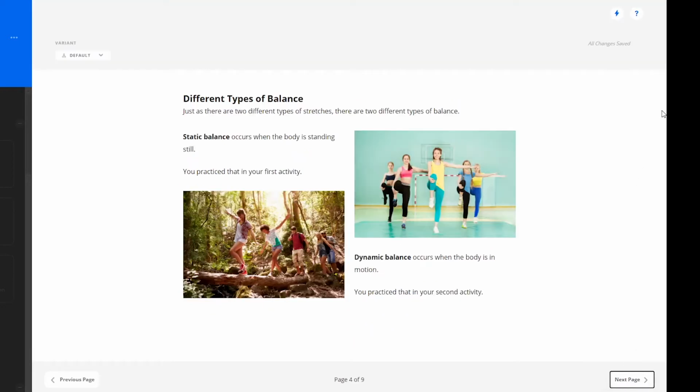Next, learners discover the differences between static and dynamic balances. A static balance occurs when the body is standing still, which is what they practiced in the first activity. Dynamic balance, however, occurs when the body is in motion, and this was practiced in the second activity.